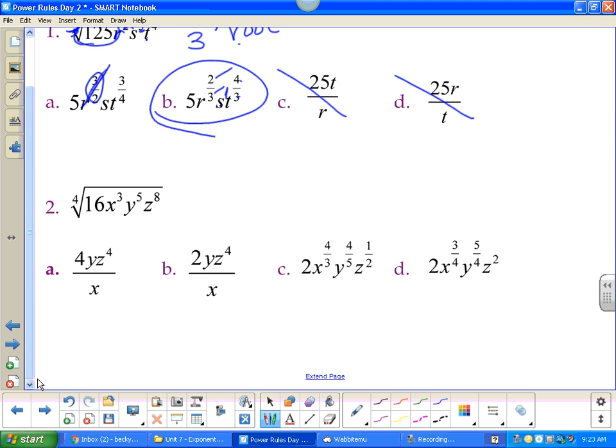Okay, so apply that knowledge to number 2. So the 4th root of 16. Well, the 4th root of 16 is not a 4. The 4th root of 16 is a 2. And then this is going to be power over root. So this would be 3 over 4. So I like that. Y would be 5 over 4. I like that. Z would be 8 over 4, which would become a 2.